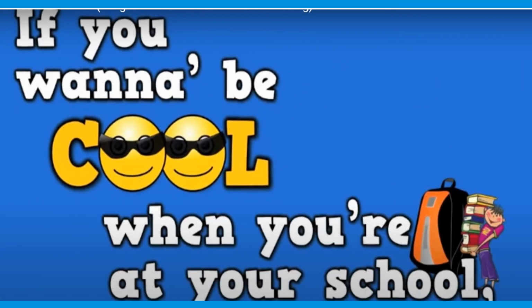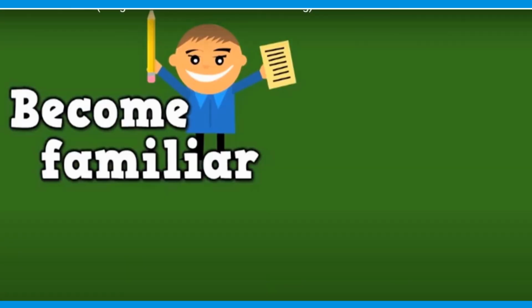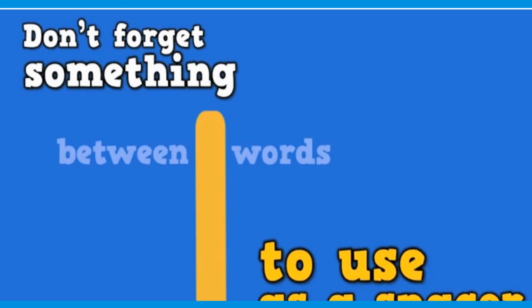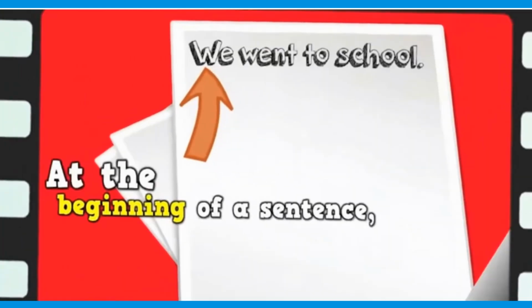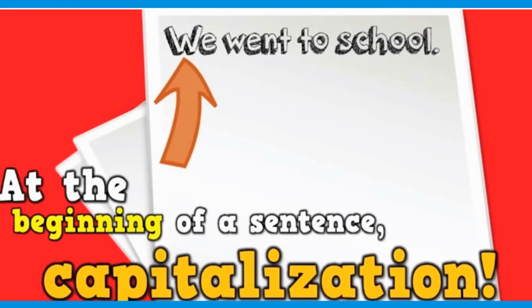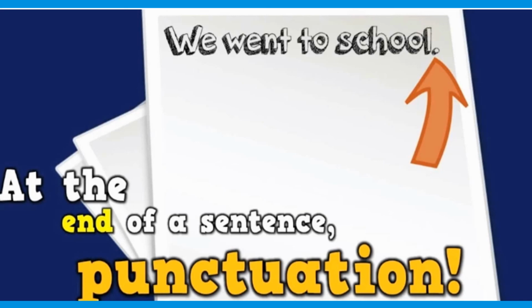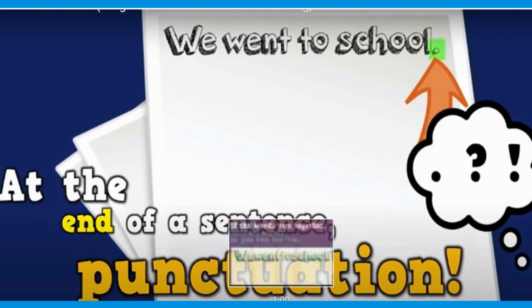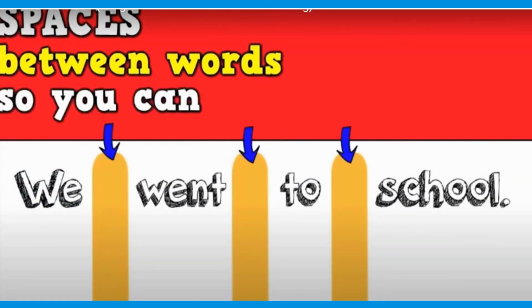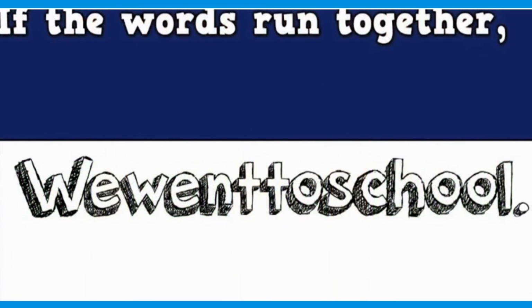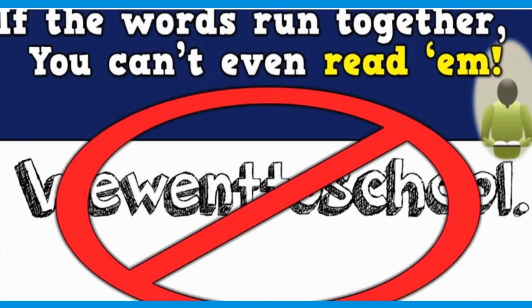Wanna be cool when you're at your school. Become familiar with your writing tools, your pencil, your paper, and your eraser. Don't forget something to use as a spacer. At the beginning of a sentence, capitalization. At the end of a sentence, punctuation. Spaces between words so you can see them. If the words run together, you can't even read them.